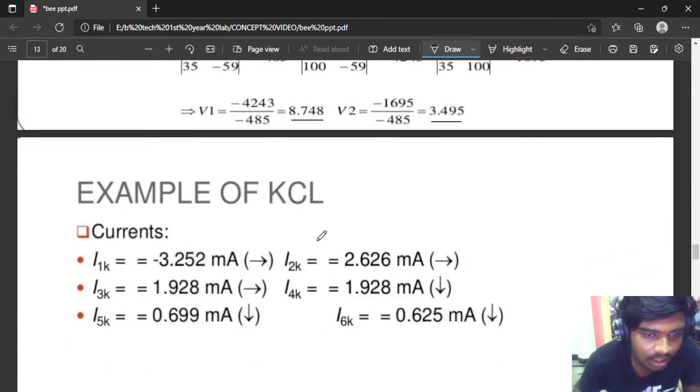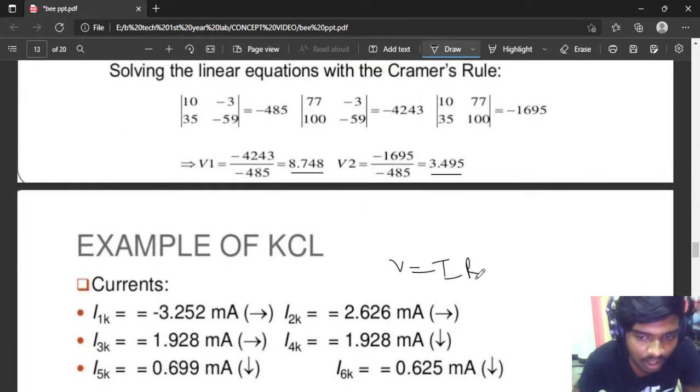And calculating the current, according to Ohm's law, V equal to IR. If we substitute V and R, we can get the I value.